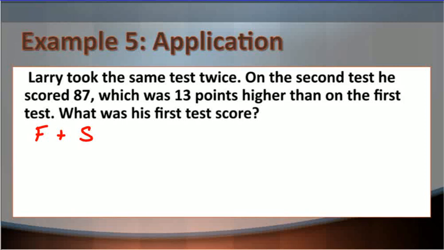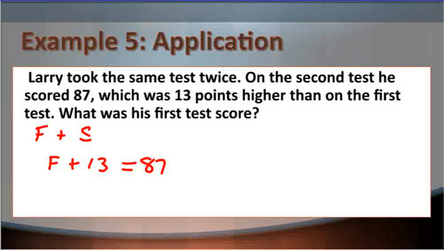The second test was 13 points higher than the first test. So the second test is 87. If I take the first test plus 13, it will give me the 87, because they said it was 13 points higher than on the first one. So the first one plus 13 gives you the score of 87.